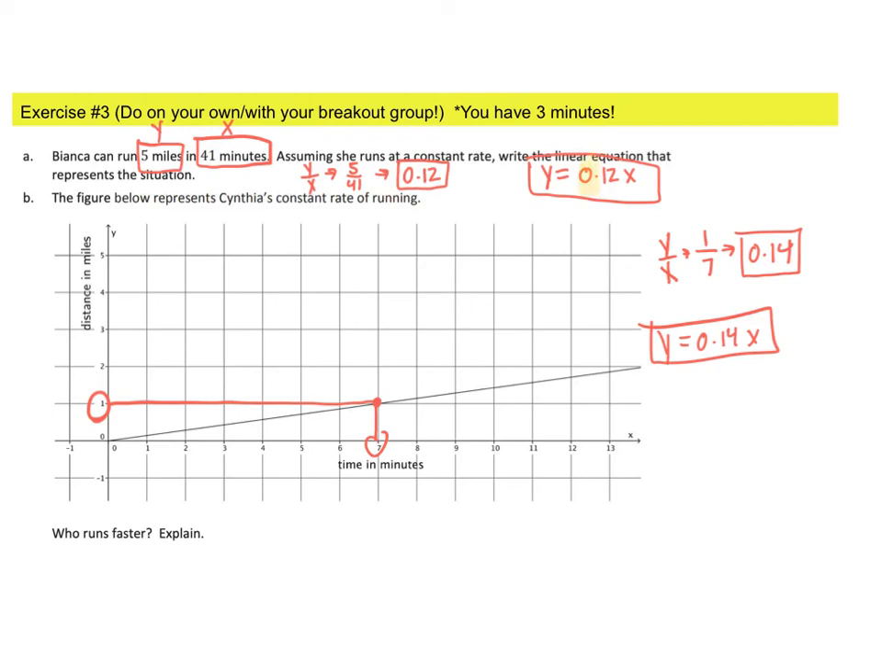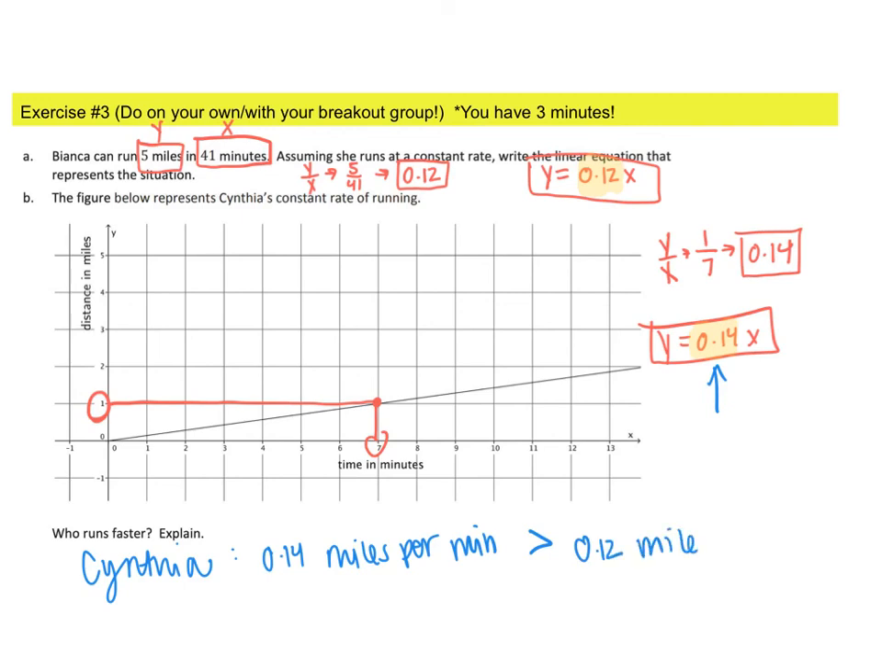Well, this first one for Bianca, she had a rate of 0.12 miles per minute. And this one below, Cynthia, she has a rate of 0.14 miles per minute. So who is faster? Obviously, Cynthia. And the reason being is that her rate, 0.14 miles per minute, is greater than 0.12 miles per minute. And that's my explanation here. Make sure you have this down before we move on to our closure and exit ticket.